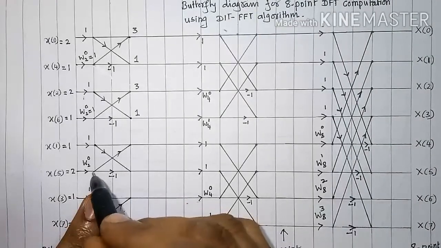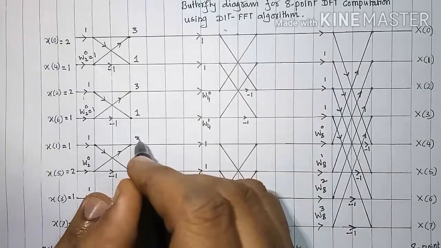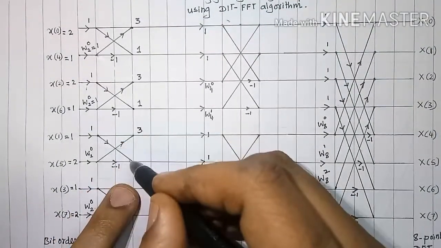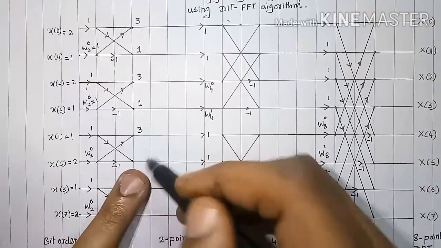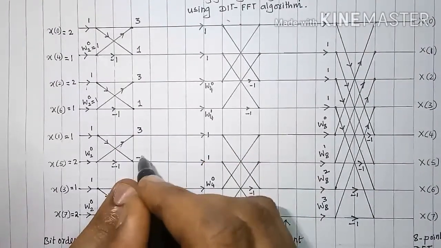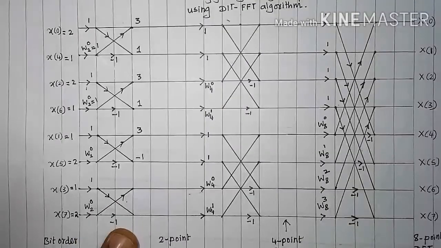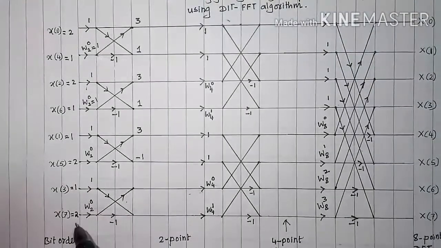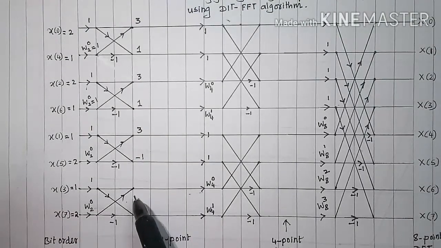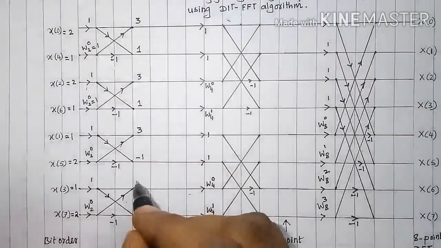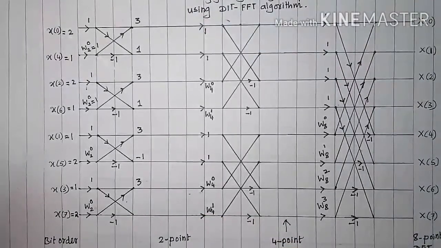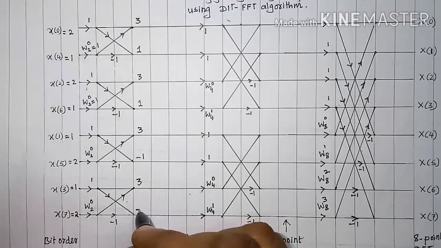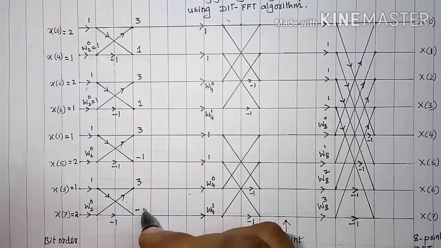One plus 2, 3. 1 minus 2, we get minus 1 here. 1 plus 2, we get 3. 1 minus 2 is minus 1.